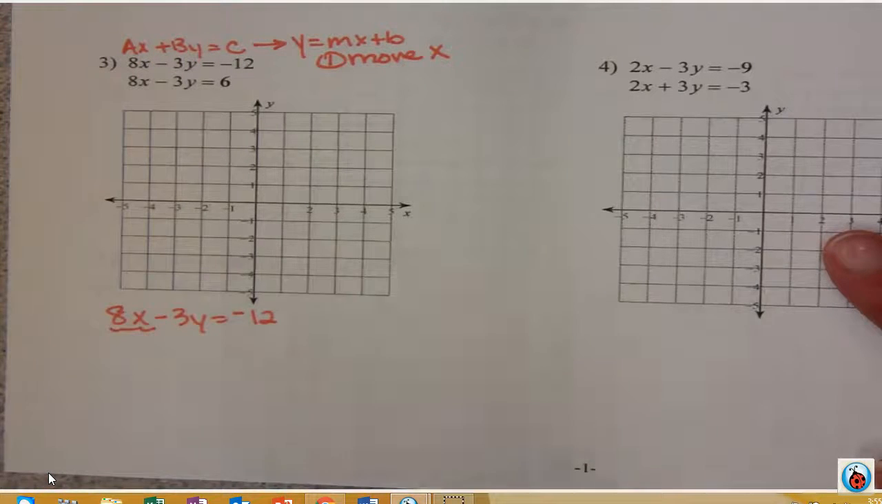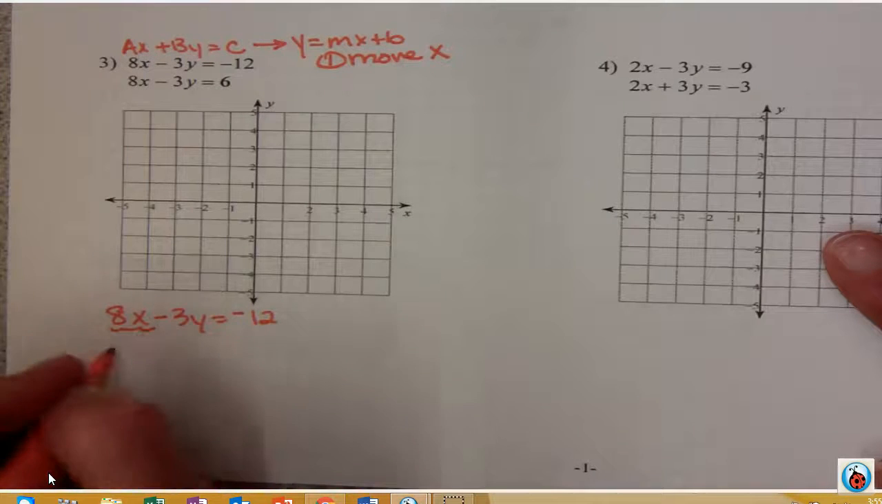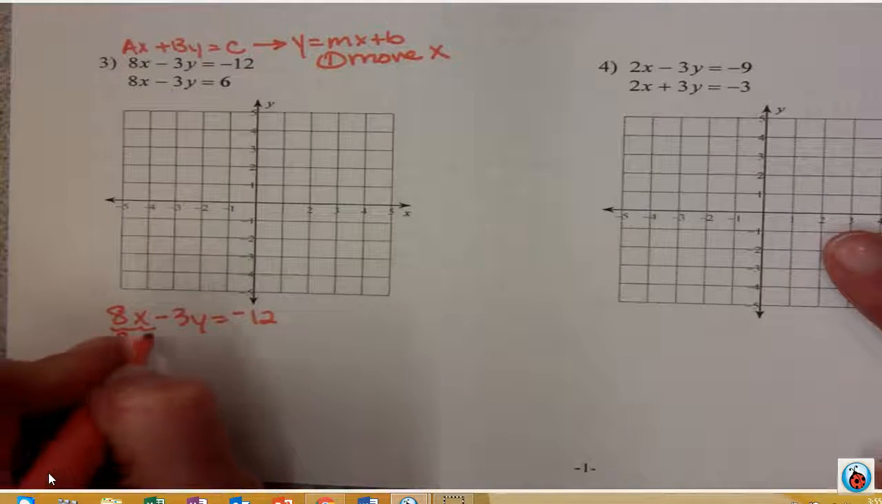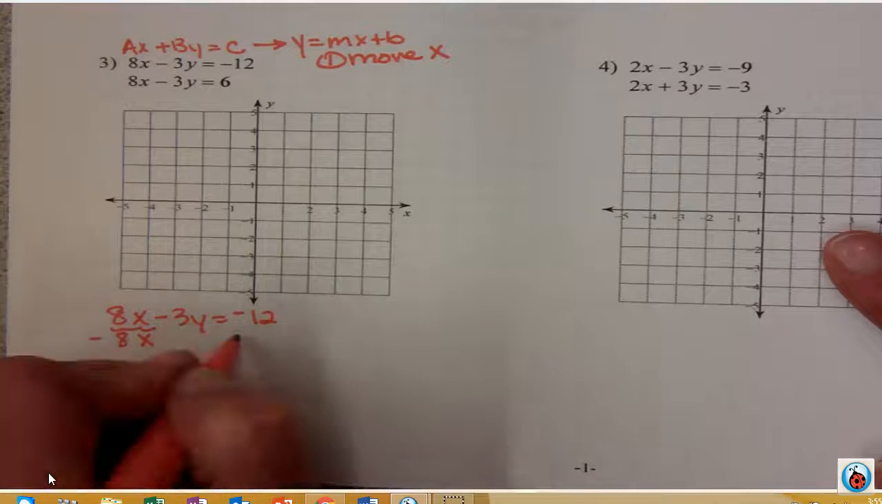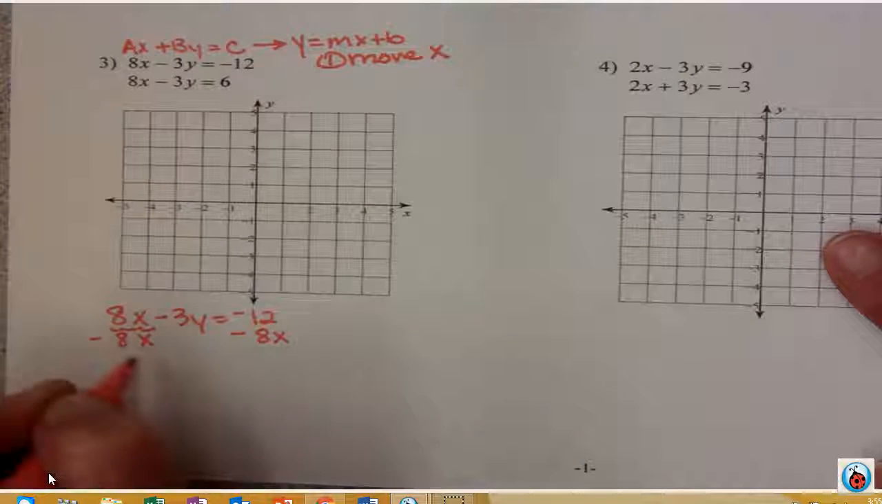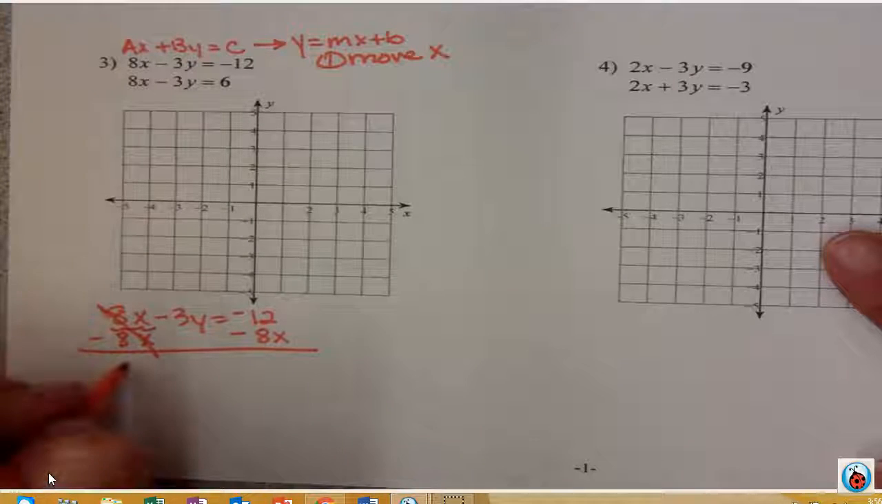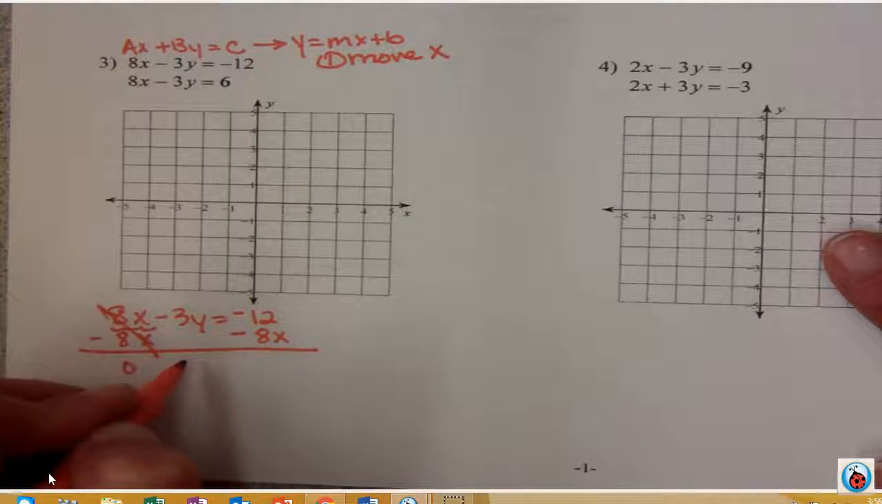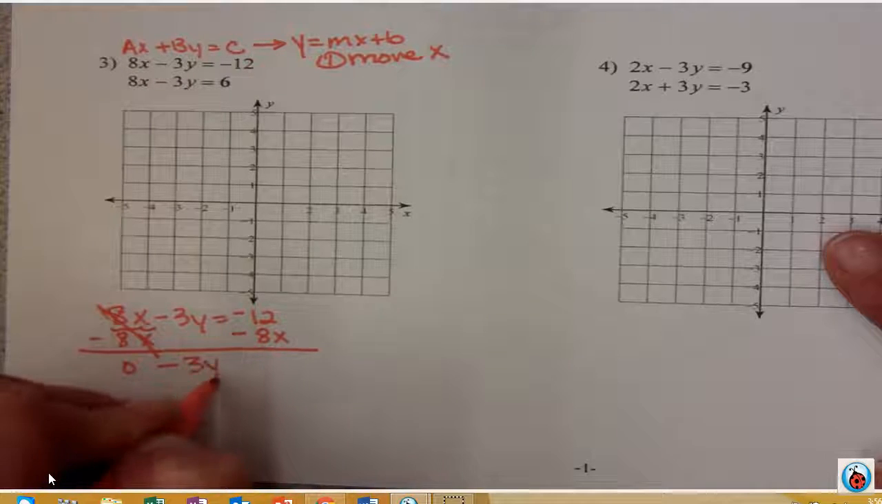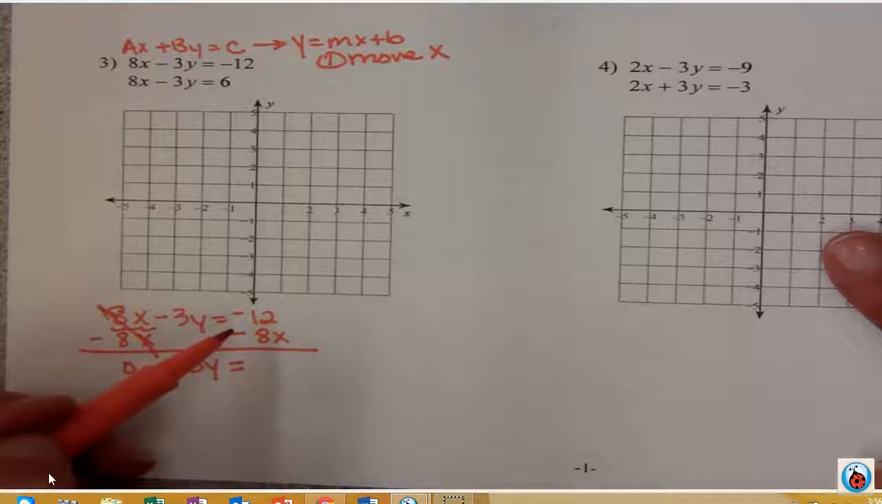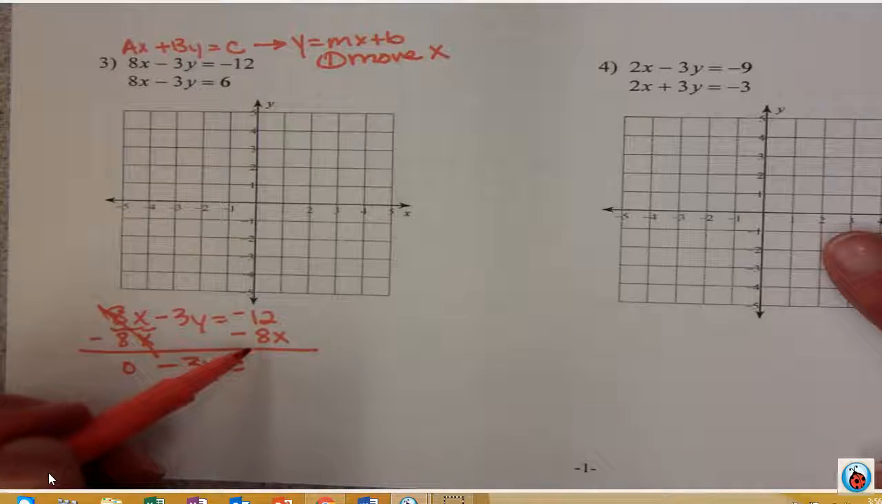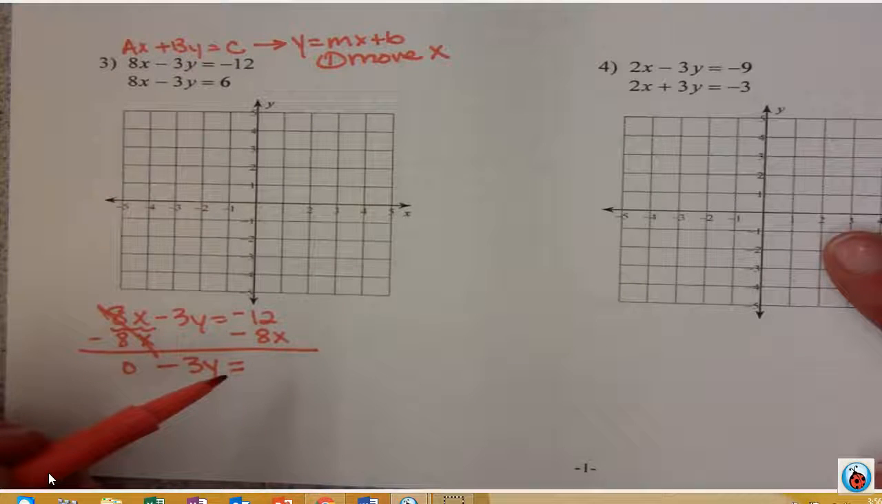So in order to do that, I'm going to subtract 8x from both sides. I'm not just moving the 8, I'm moving the whole term with the x as well. When I subtract 8x from 8x, I get 0. I've done nothing to my negative 3y, so I just bring that down, equals. Now I have negative 12 minus 8x. I cannot combine them. That does not equal negative 20x, or 4x.